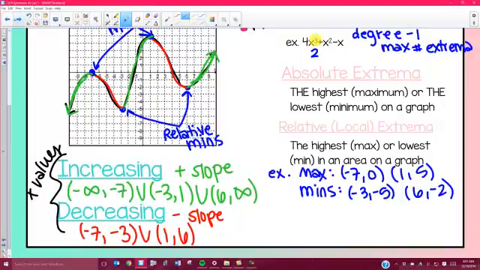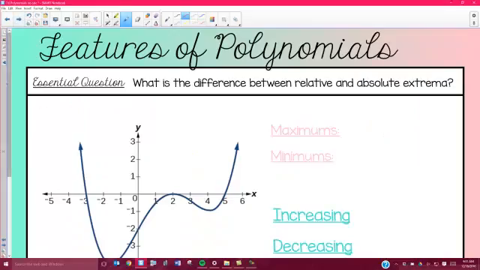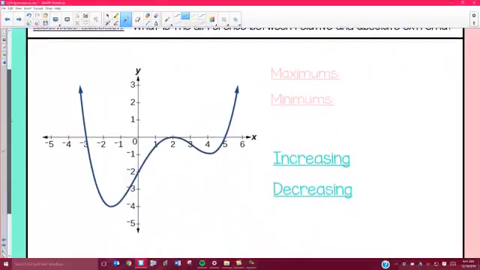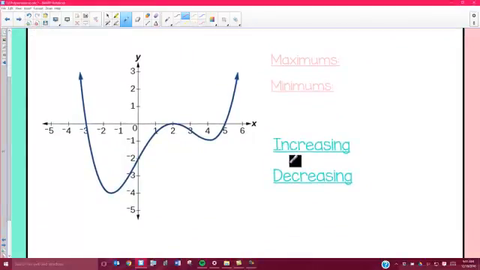Okay, I have one more example. We'll go over a little bit more. Okay, so I have a picture here, and they're asking me to find all my maxes and mins, and then they're asking to tell where it is increasing and decreasing. So again, you're looking for, where do I have those turning points? So if I look, I have one right here, and I have one right here, and one right here. We're going to have to estimate a little bit since there's no grid.